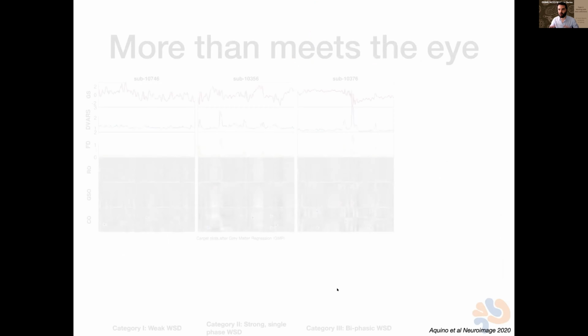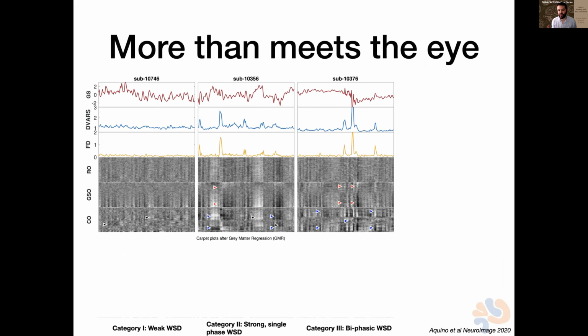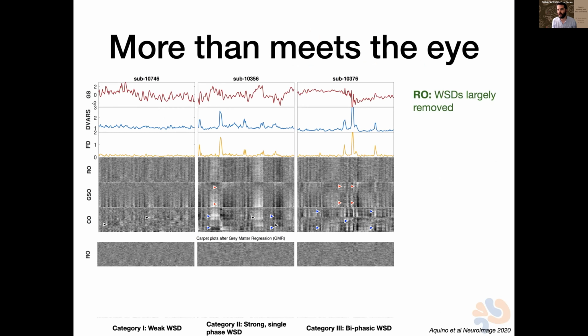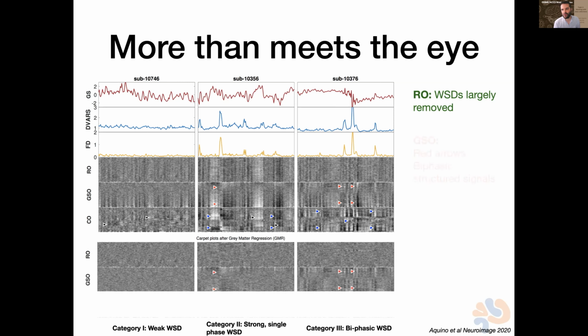So if I now look back at the three different categories of subjects, if you look at the random ordering, it looks like you've done a really good job. If I look at global signal ordering, all of a sudden there is some stuff that's still residual. But what's really interesting, and we'll see, is that the single phase WSD, so everything that's correlated in the same sign, seems to be removed. Just some little bit of residual stuff here.